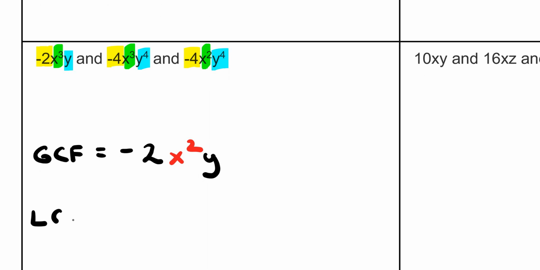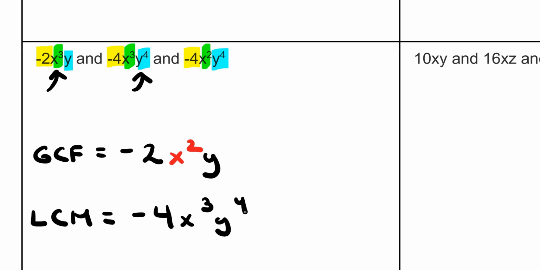And for our least common multiple, if I go back to the numbers, -2, -4, and -4, the first multiple that comes up with all three numbers is going to be -4. And then we take the highest, right? So the highest here is going to be x cubed. And our highest here will be y to the 4. Good.